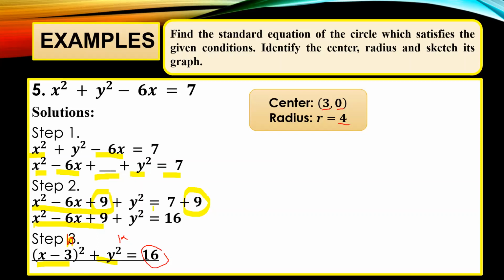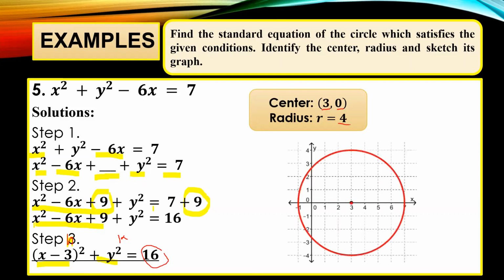So what will be the graph? The graph will be this one. Again, the center will be at (3, 0). This is the coordinate (3, 0).